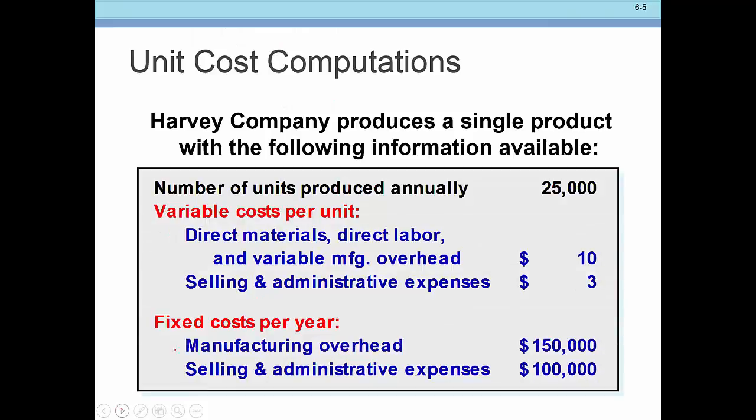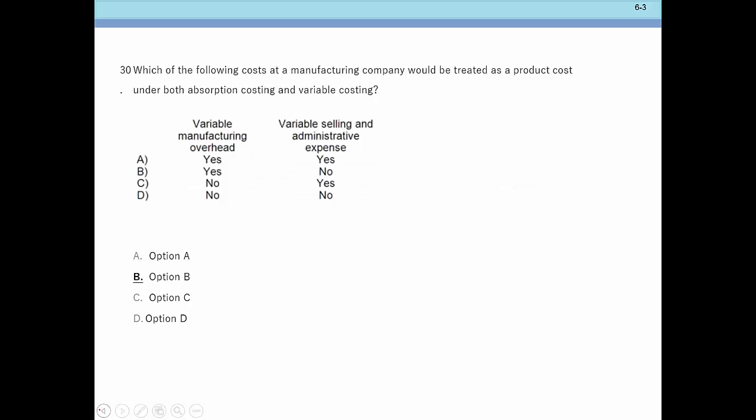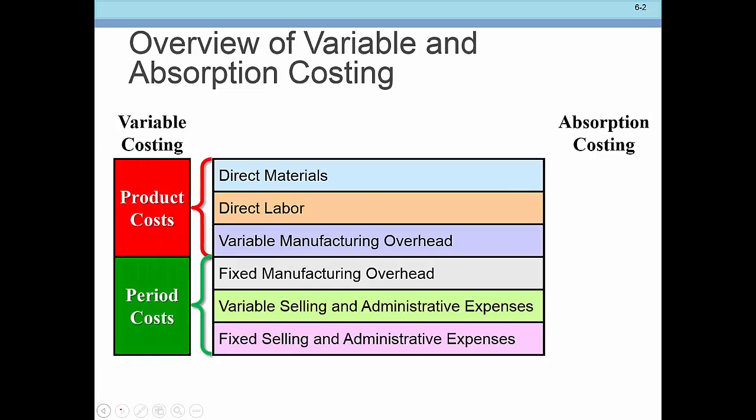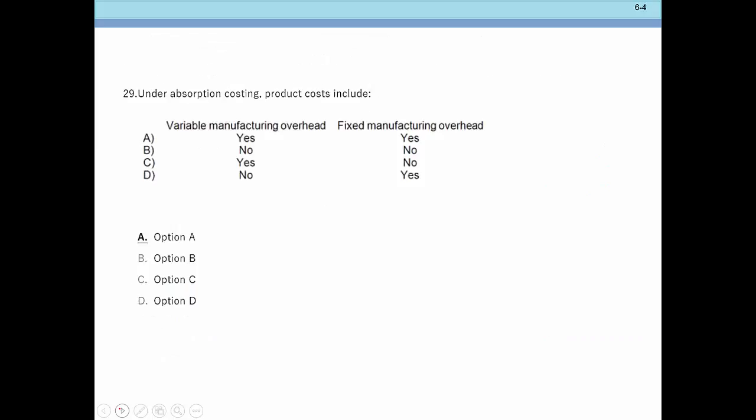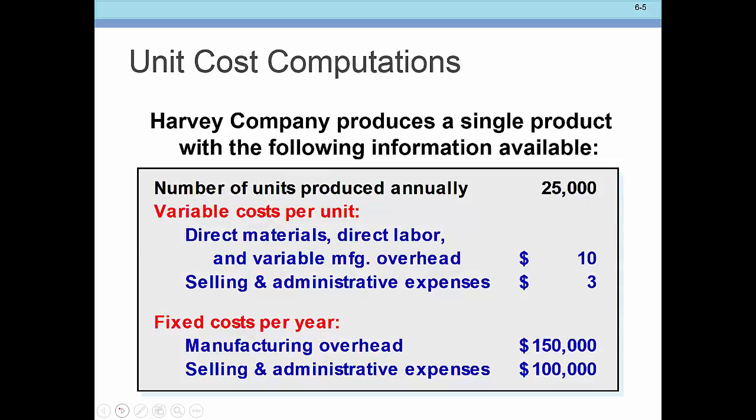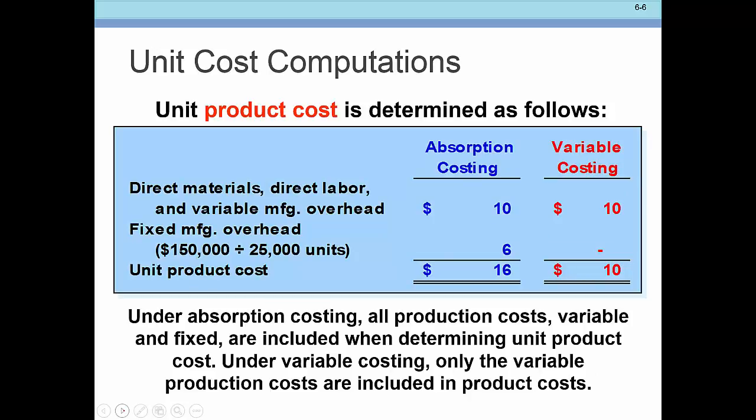Oops, there it is. So remember, at least we're all the way back to the beginning now. There it was for variables, what? It was $10. Right here, it was $10 for variables, and it was what? $16 for absorption when we picked up the fixed manufacturing overhead.